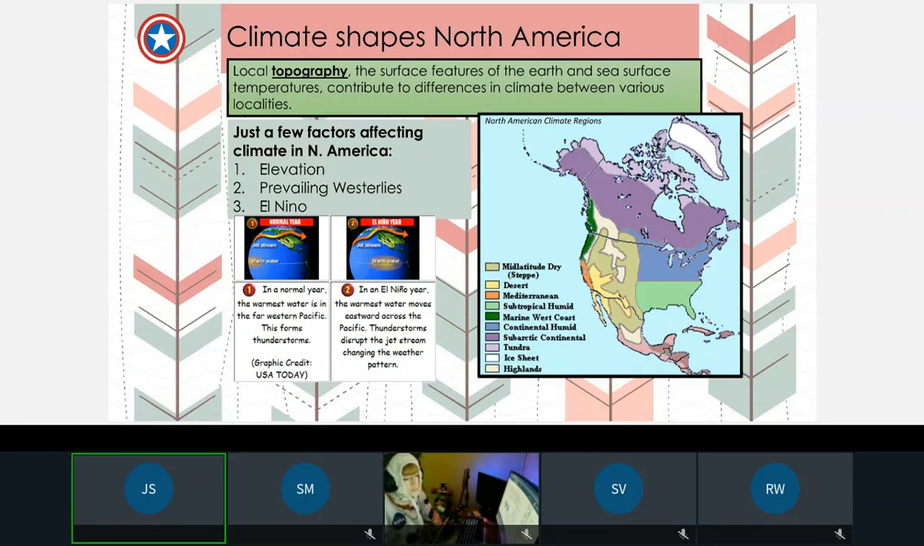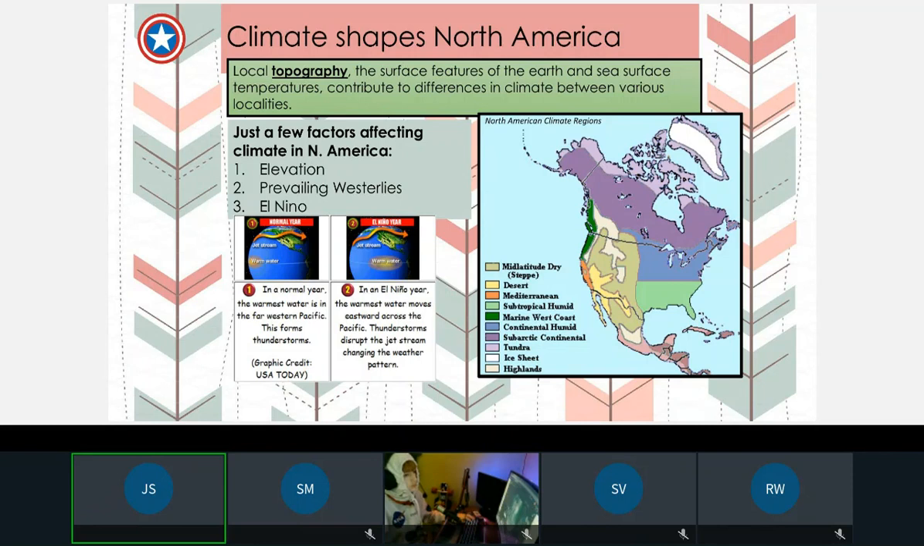We're not going to read this whole slide, but basically it's saying that elevation makes a difference. The prevailing westerly winds coming off the Pacific and flowing easterly make a difference in North America, and so does El Nino. Now, would somebody please read to me?